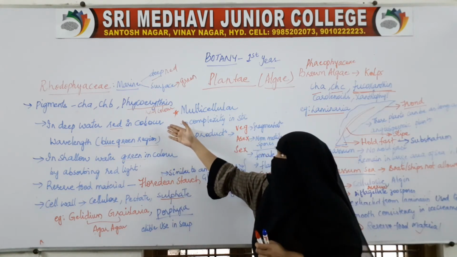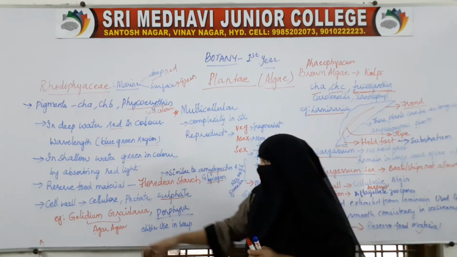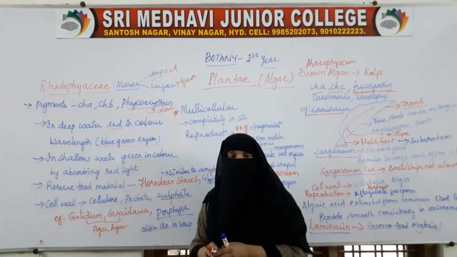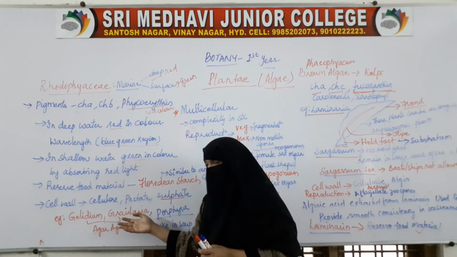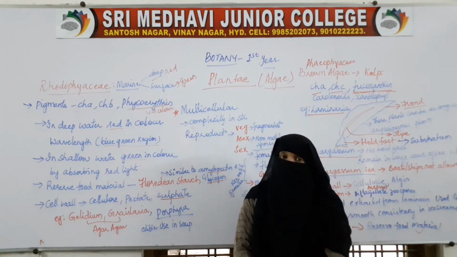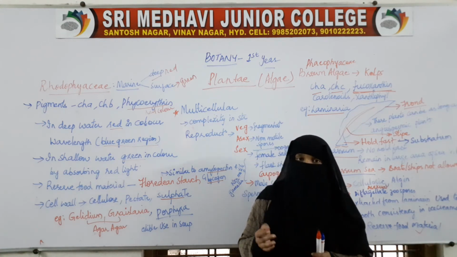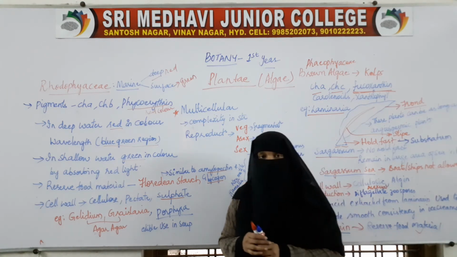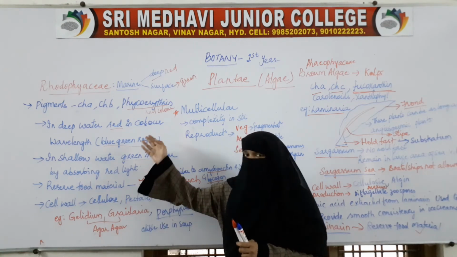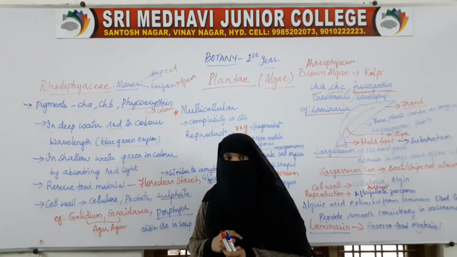Examples of the organisms which belong to this group, Rhodophyceae: Gelidium is one organism, Gracilaria is another organism. These organisms are useful in the preparation of agar-agar. Agar-agar is a nutritive medium which we use in the lab for the growth of organisms. This nutritive medium is extracted from the members of Rhodophyceae, that is Gelidium and Gracilaria.